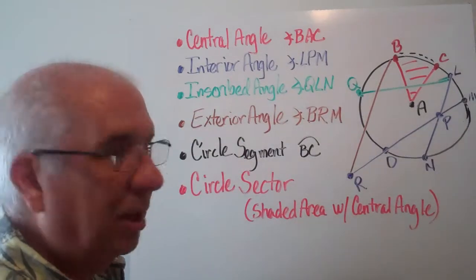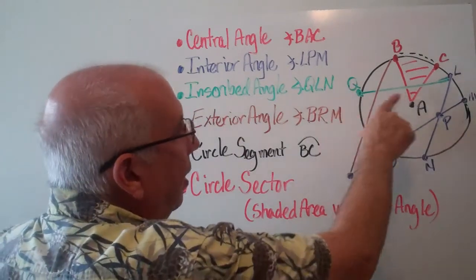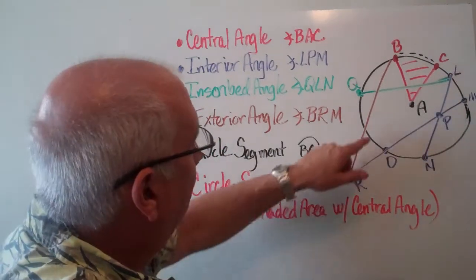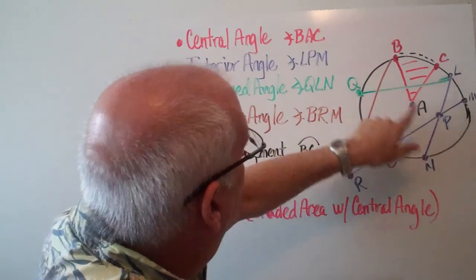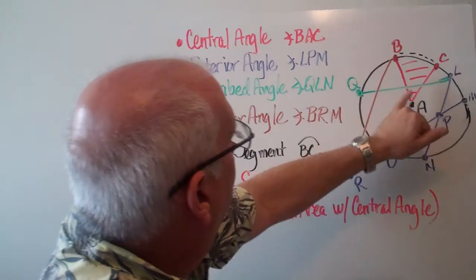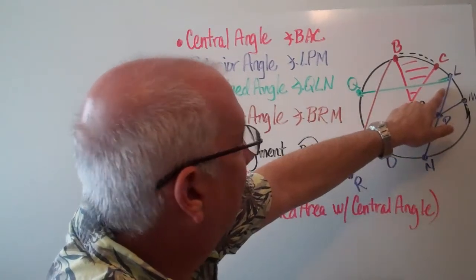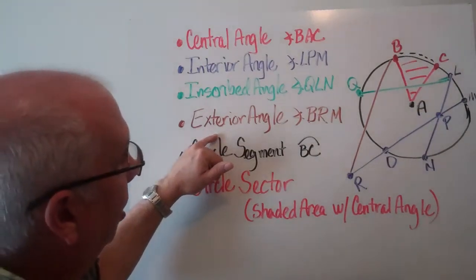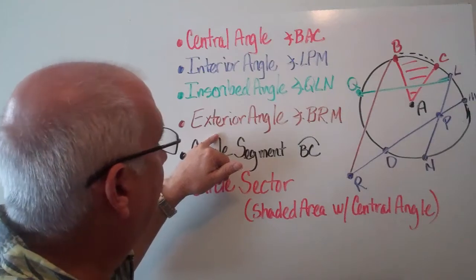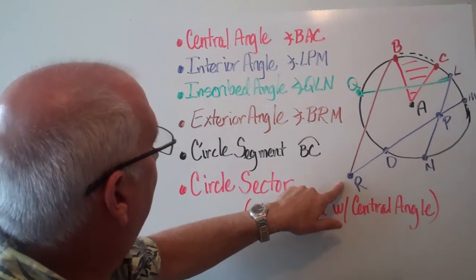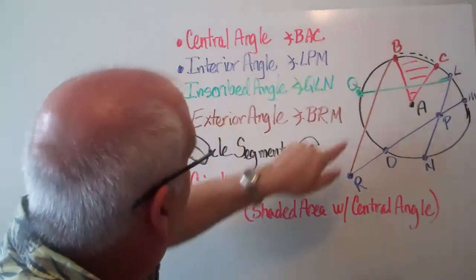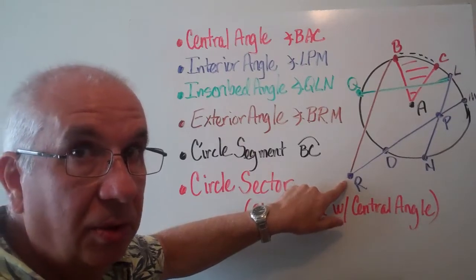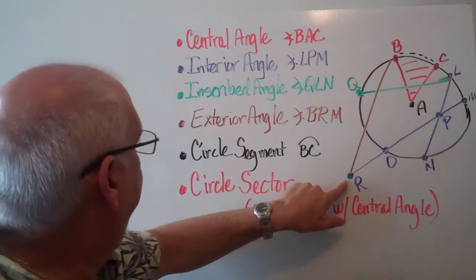An inscribed angle is an angle whose vertex is located on the circumference of the circle. So angle QLN is an inscribed angle. An exterior angle, well, exterior means outside, is an angle that's outside. So an example of an exterior angle would be angle BRM, because R, the vertex, is located exterior to the circle.